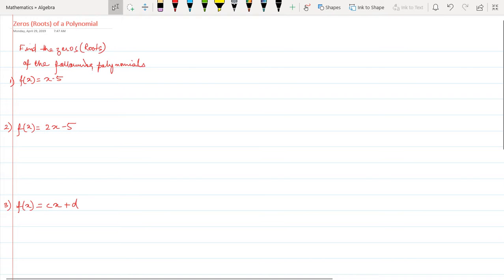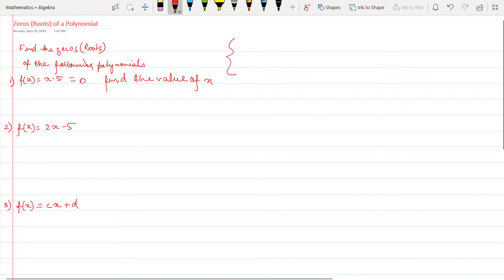This is about finding the zeros or the roots of a polynomial. So whenever you have been given a polynomial and you are asked to find the zero or the root of a polynomial, you have to actually equate this with 0 and find the value of x, or whatever the variable is over there.